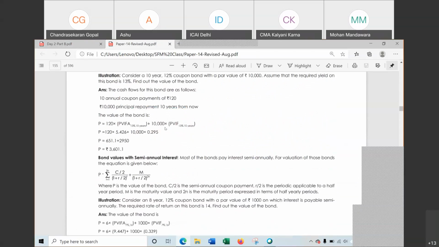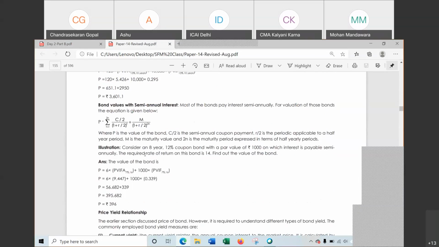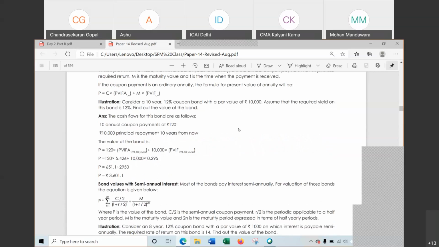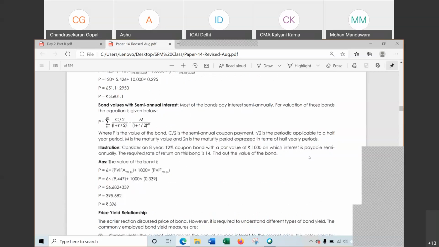Second illustration, after this one there is one illustration. Consider an 8-year 12% coupon bond, face value 1000. Interest is payable semi-annually. So when this question is asked, please be careful whether it is written semi-annually or annually. If nothing is mentioned, we will take annually. If it is mentioned semi-annually, calculation will be done in this way. Required rate of return is 14%.